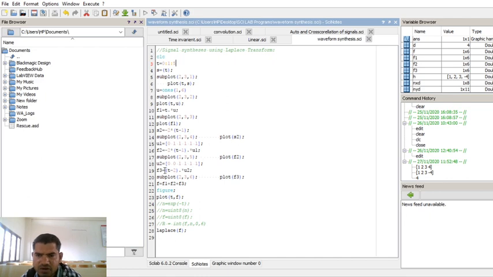Next, I am taking one more function, u2, that is equal to 0 0 1 1 1 1, and f3 is equal to t minus 2 into u2. Here u2 is already mentioned, and t minus 2 is the output of this one, t minus 2 into u2. Then we plot this in subplot 2 comma 3 comma 6, that is plot of f3.